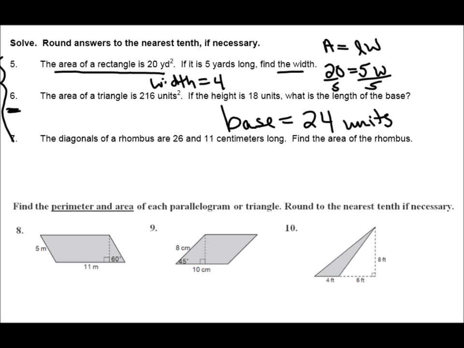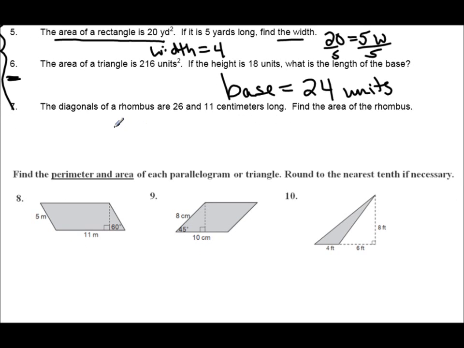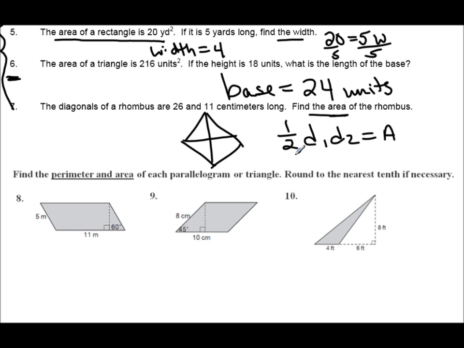Alright, I'd like for you to try number 6, pause the video and see if you get what I get. And we should have gotten the base is 24 units. Number 7, we're given the diagonals of a rhombus are 26 and 11 centimeters long. So remember, the formula for the area of a rhombus is 1/2 diagonal 1 times diagonal 2. So this one's simply a substitution formula. You take 1/2 the first diagonal times the second diagonal, and it gives you the area. So you should get an area of 143 centimeters squared.